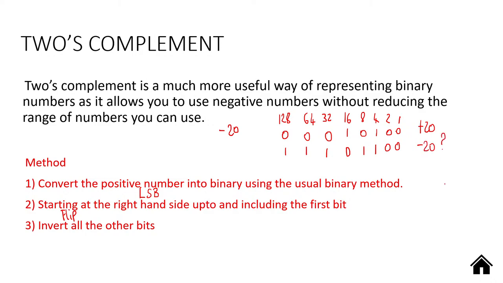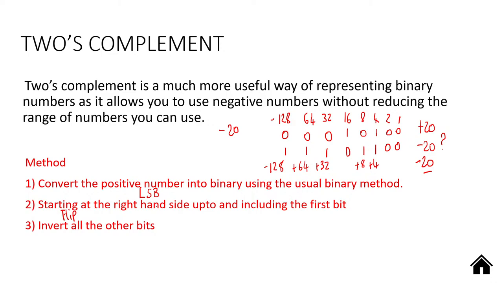How on earth is that negative 20? Because when it becomes two's complement like this, this represents negative 128. So we take negative 128, we add it to 64, we add it to 32, we add it to 8, and we add it to 4. You do that, and it'll give you negative 20.